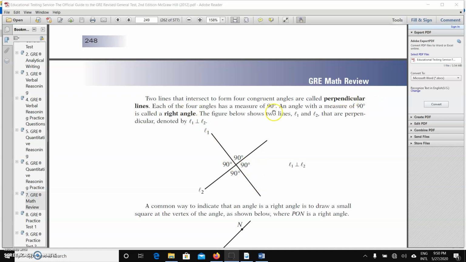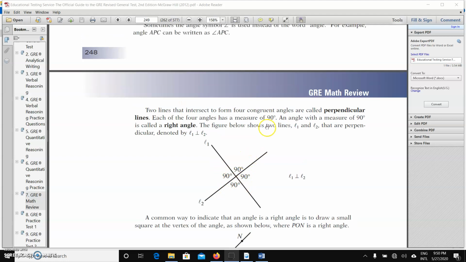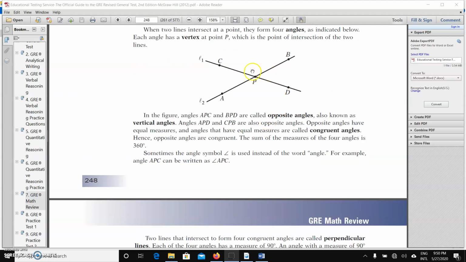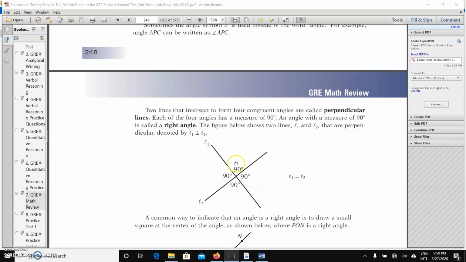This is a perpendicular line. I told you about parallel line and perpendicular line the other time. So if you have a perpendicular line, like this line is joined like this, L1 and L2, it means this space is 90, this space is 90, this space is 90, this space is 90. So that means they are all congruent. These angles are all equal to each other, while this space is congruent to this space, and this space is congruent to this space. So that's that.